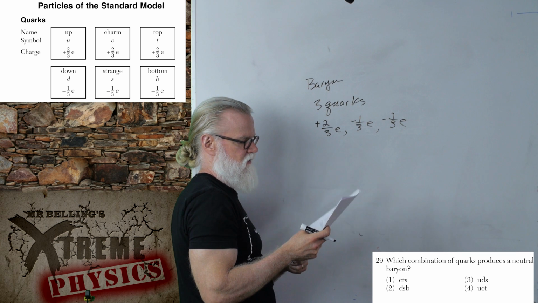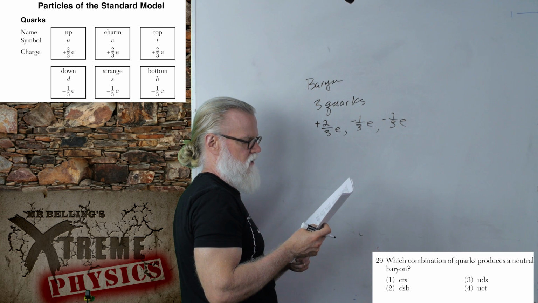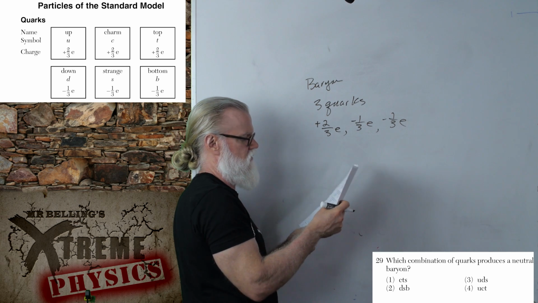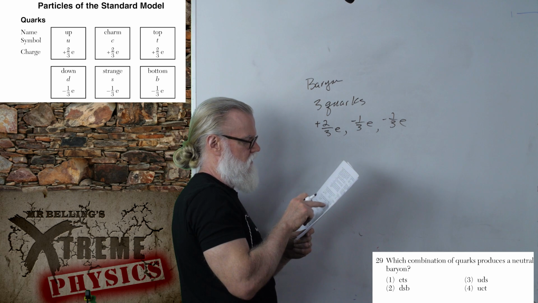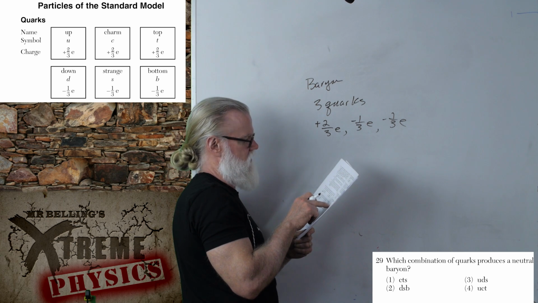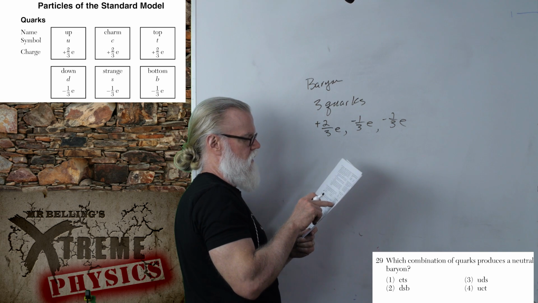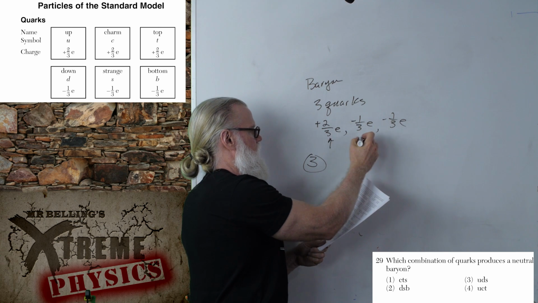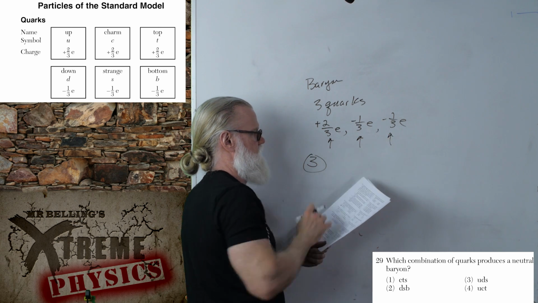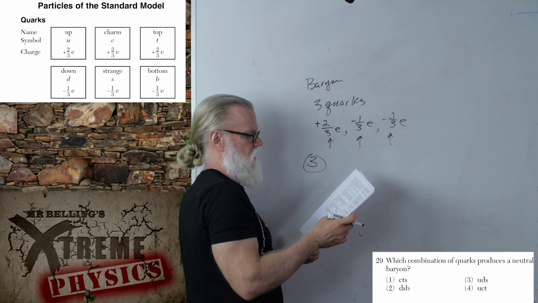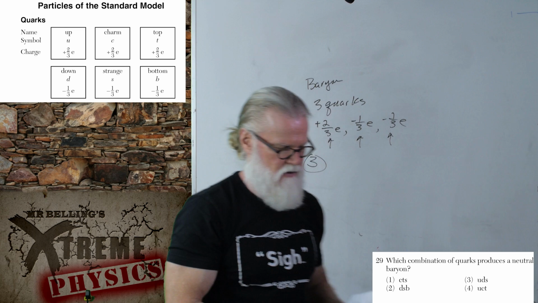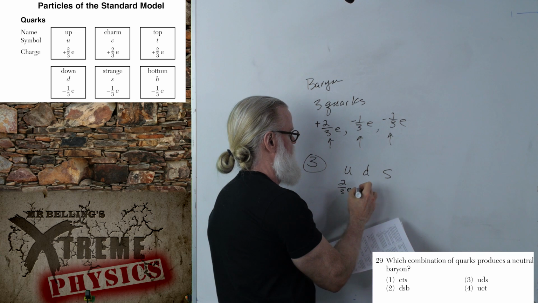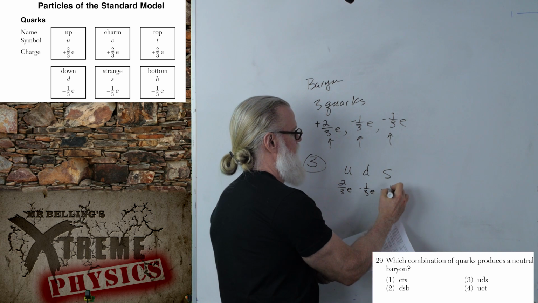So which one of these would give us that? A charm top? No. Charm top, no good, because that's going to give us a 2/3 and a 2/3. A down strange bottom, no, that's negative 1e. Up, down, strange would do it. Up, down, strange, that would do it, I believe. Up, charm, and top will not do it. Up, down, strange, because that was a 2/3, minus 1/3, and minus 1/3.